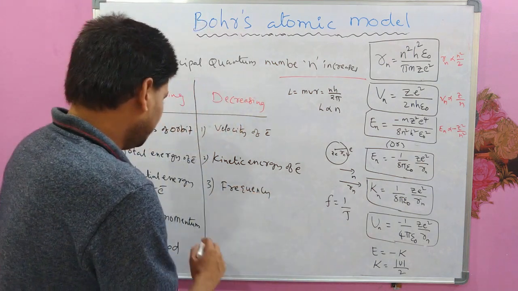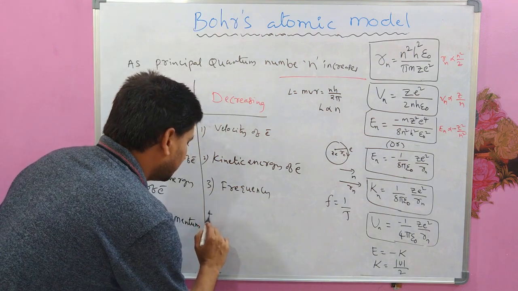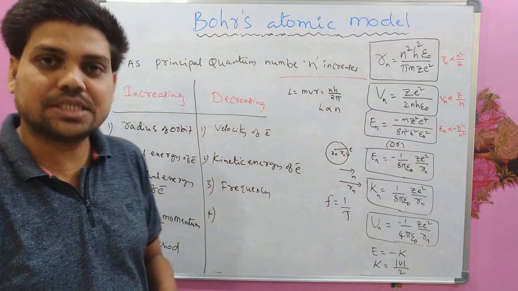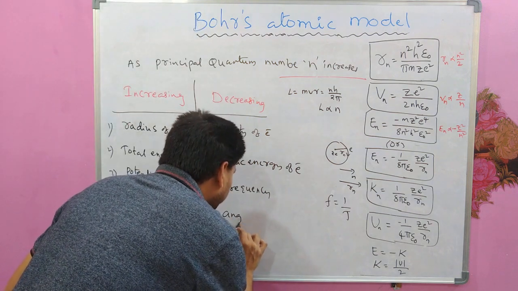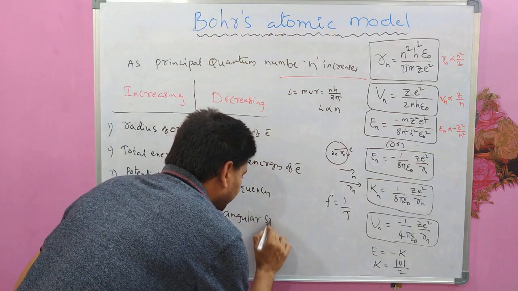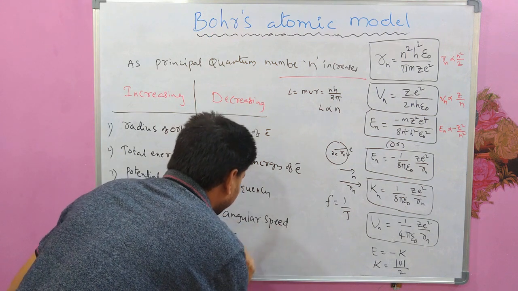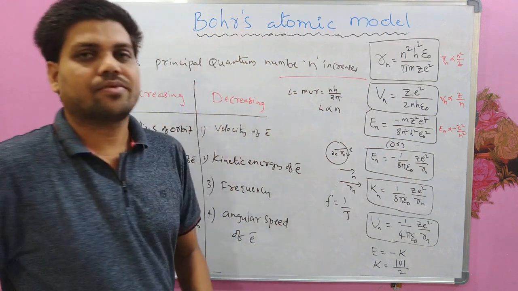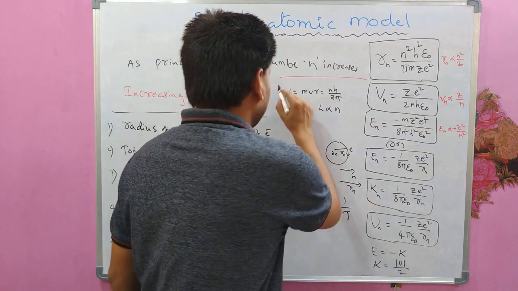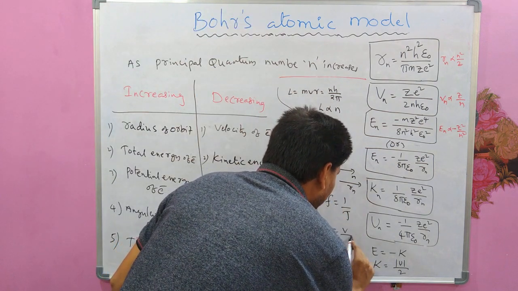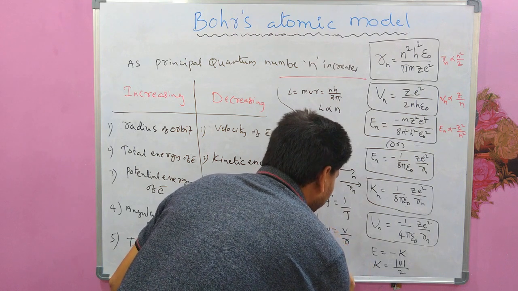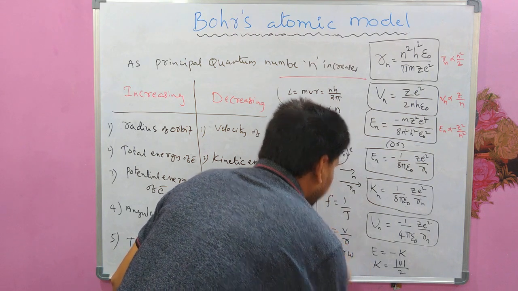Okay, so the next possibility we can write in the case of decreasing quantity is the angular speed of the electron. What is the angular speed of the electron? Omega equal to V by R. In general, we have V equal to R omega.